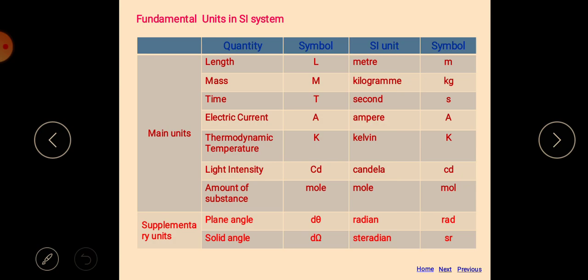of substance, and the supplementary units are plane angle and solid angle. The plane angle is formed in a two-dimensional setup, and solid angle is a concept that generally arises in a three-dimensional approach. Plane angle is the angle formed by any arc at the center, and solid angle is the angle formed by an area at any point. We will discuss separately about these quantities, and there are basic definitions also.